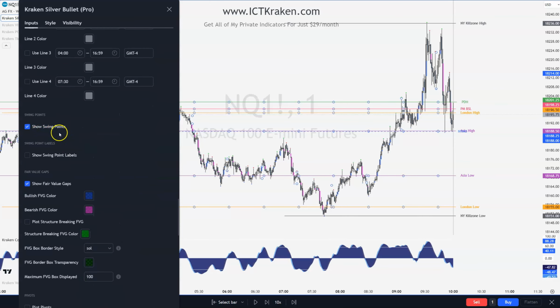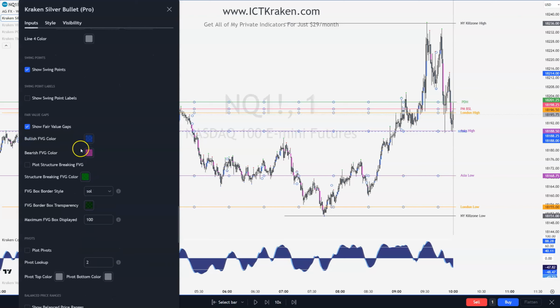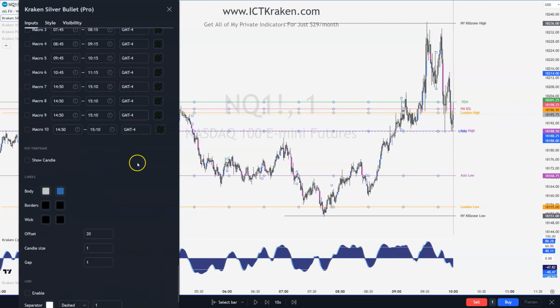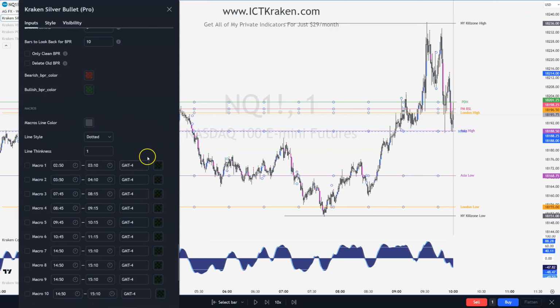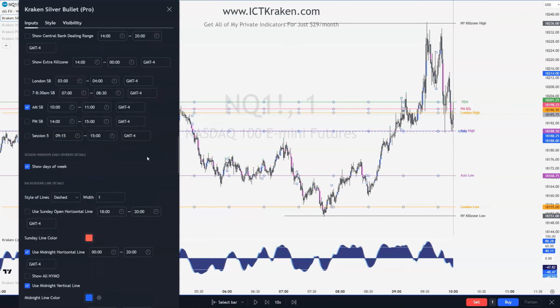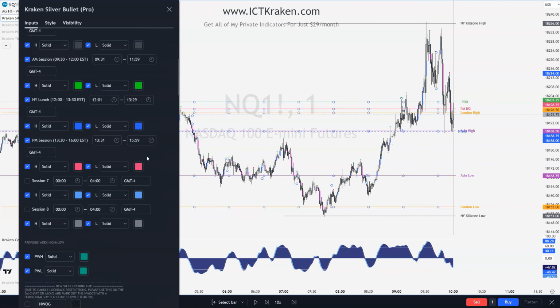I also like showing the swing points, and I like showing the fair value gaps. I don't always have the structure breaking ones on. Sometimes I do, sometimes I don't. And that's really pretty much all I have on here. I have a different indicator I use for power of 3, so I'm actually going to turn that on right now. I'll show you at the end of the video.